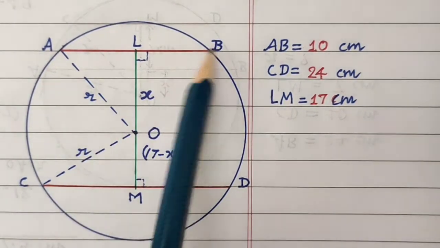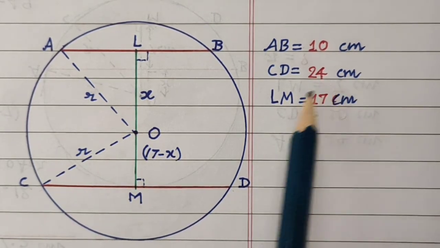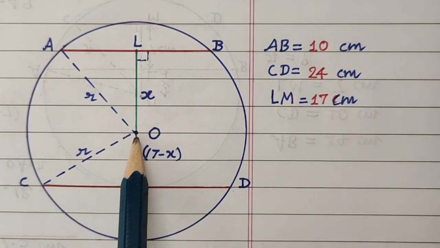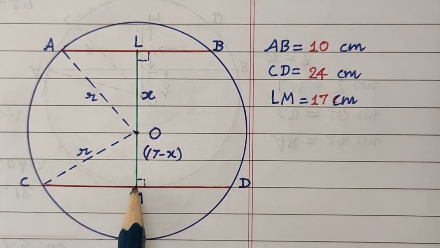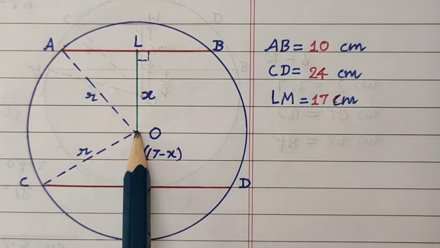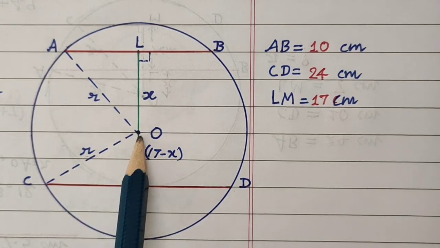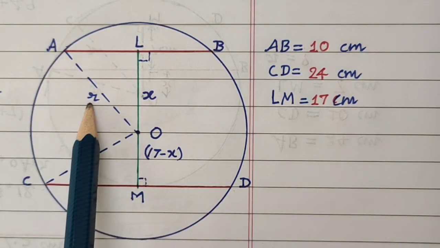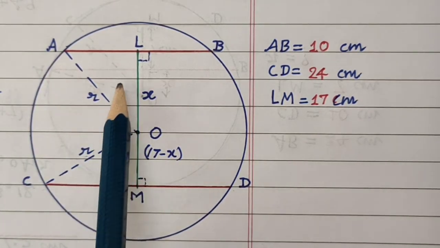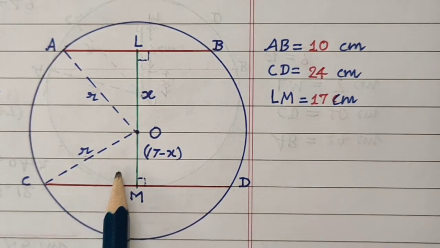These are two chords. AB is equal to 10 centimeters, CD is equal to 24 centimeters. They are on the opposite sides of the center O, and the distance between them is 17 centimeters. We need to find the radius. Join OC, that is equal to R, the radius, and join OA, that is also the radius. So we get two right triangles. Here also we use the Pythagoras theorem.